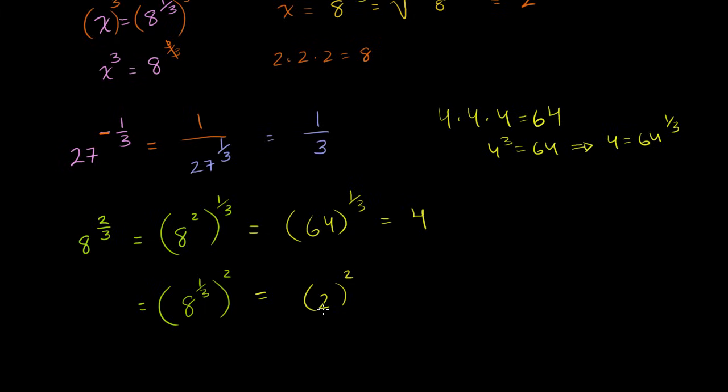And lucky for us, 2 squared is also equal to 4. So it doesn't matter which way you do it. You could take the square and then the third root, or you could take the third root and then square it. You're going to get the exact same answer.